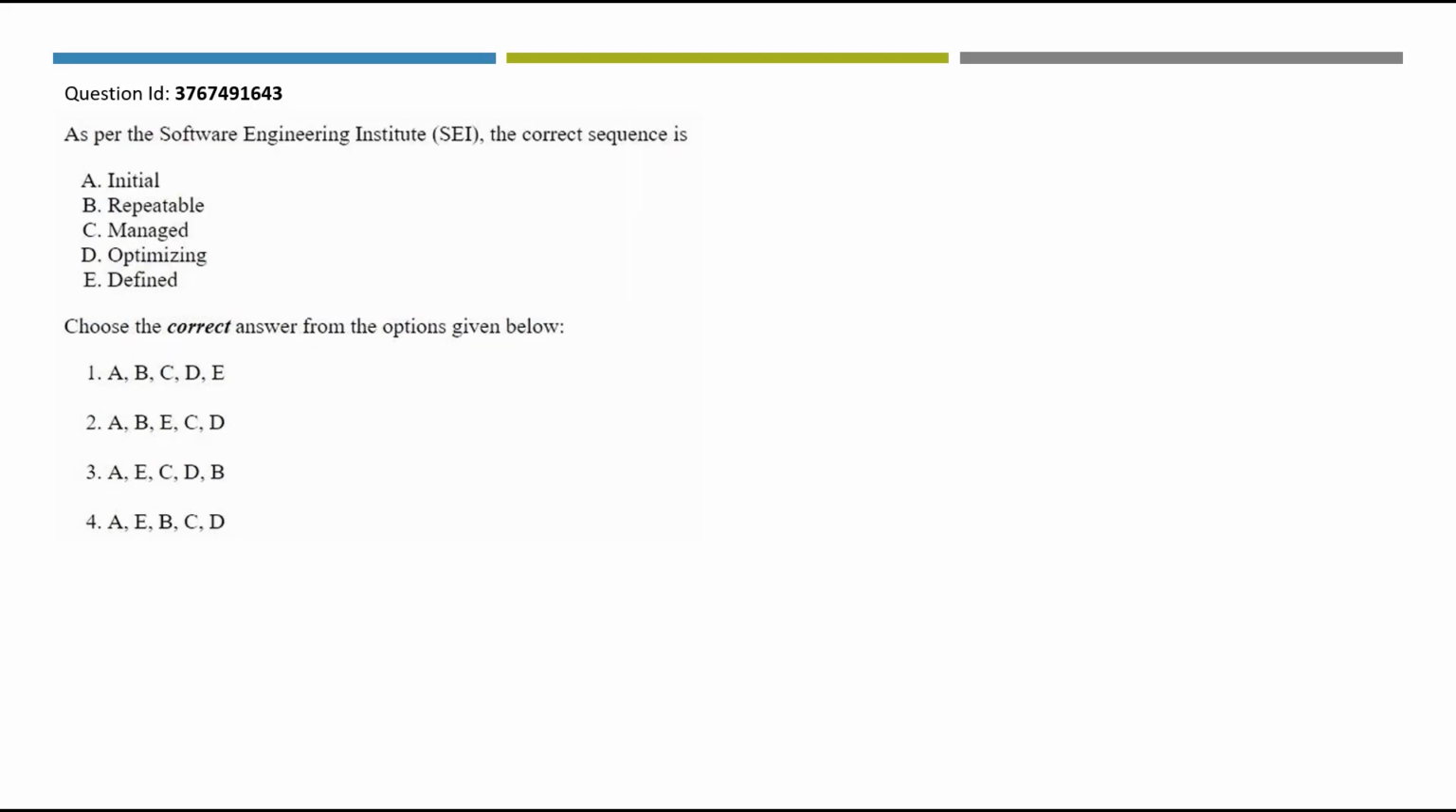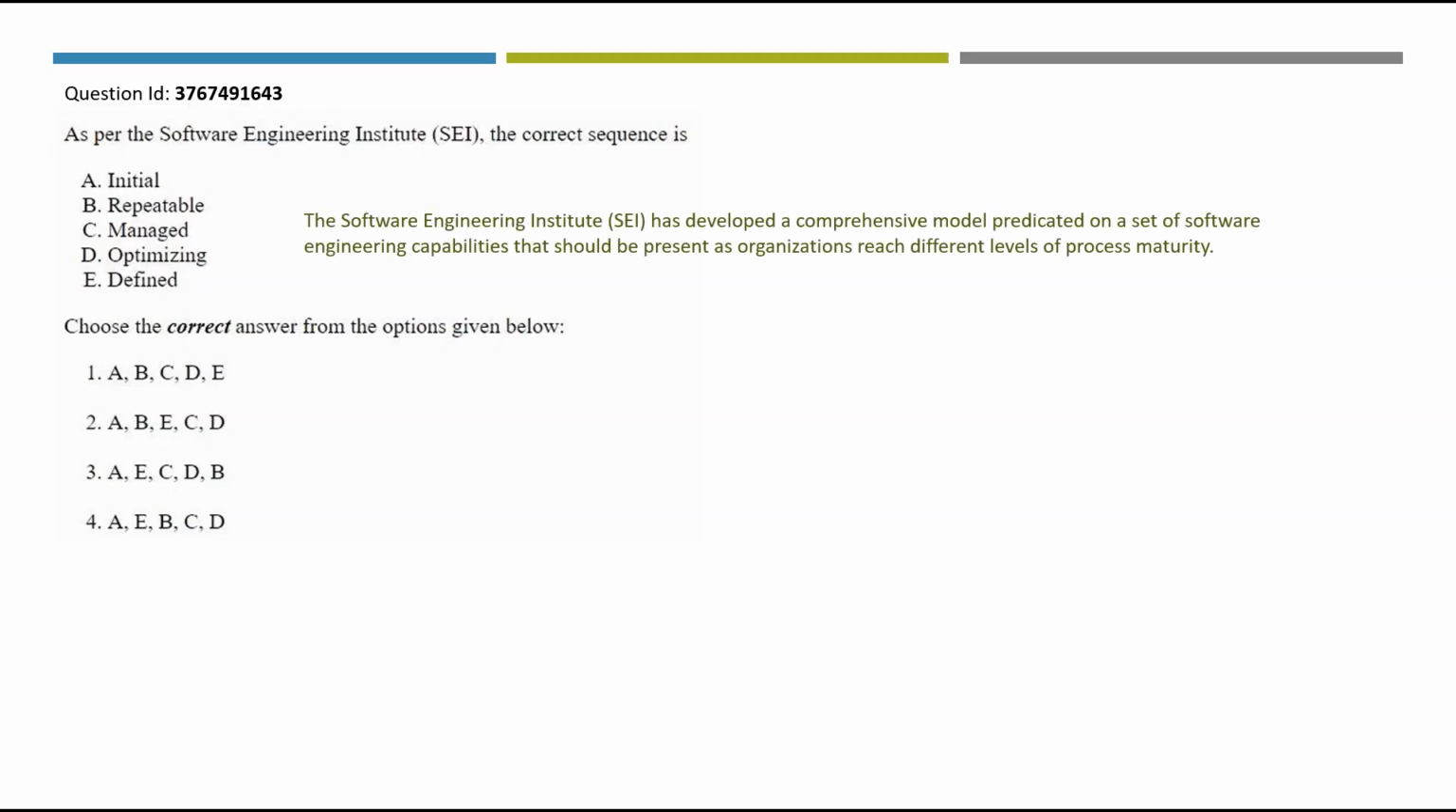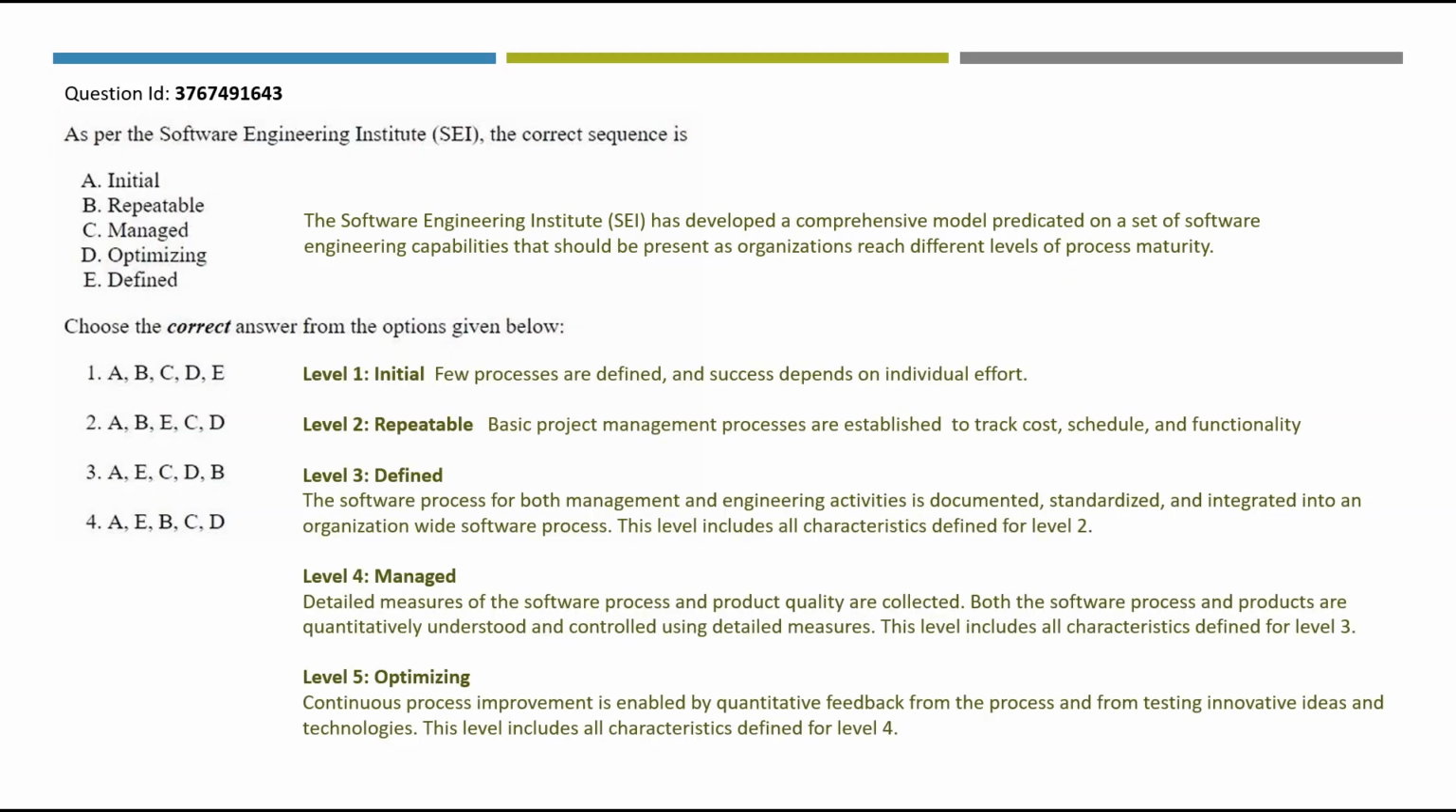Next question. As per the Software Engineering Institute, the correct sequence is. This question has been repeated in previous year question papers. The Software Engineering Institute has developed a comprehensive model predicated on a set of software engineering capabilities that should be present as organizations reach different levels of process maturity. What are the different levels? We will actually term it as CMM levels, capability maturity model.